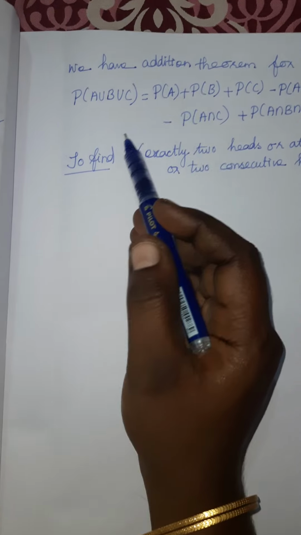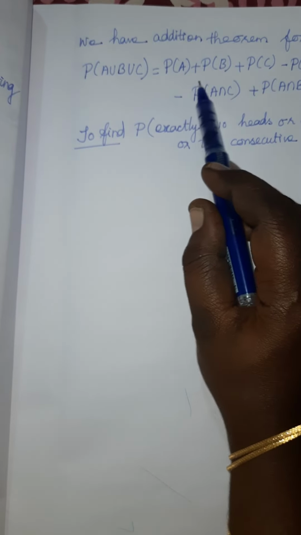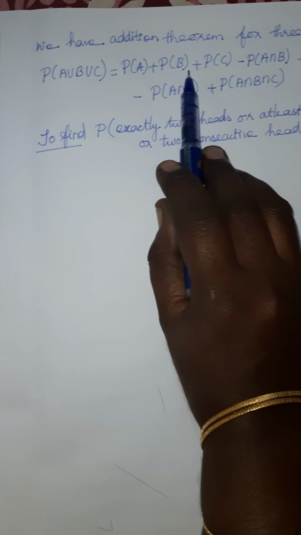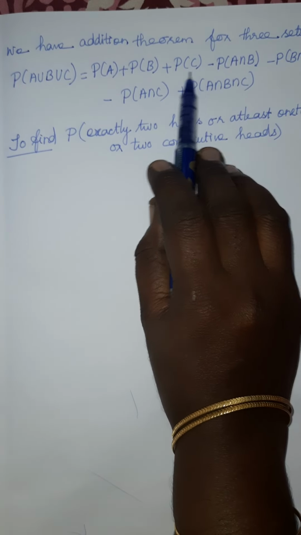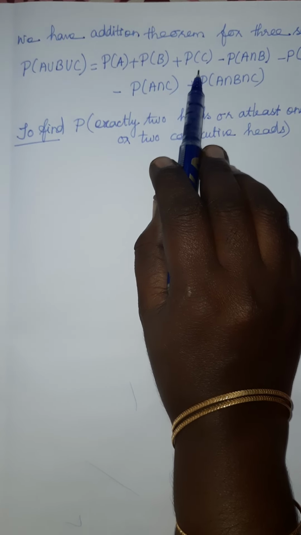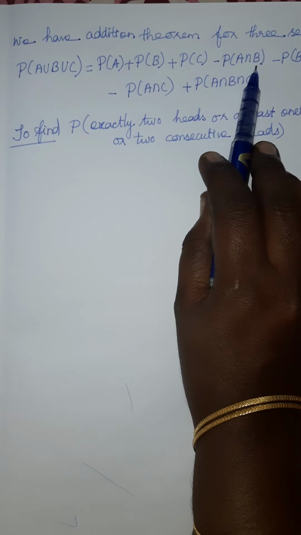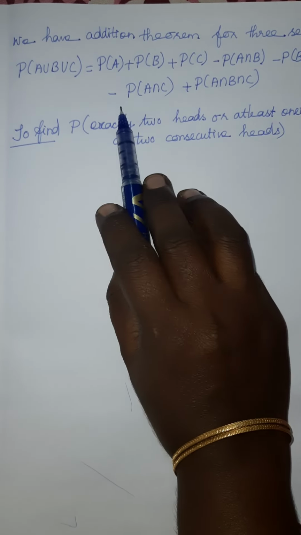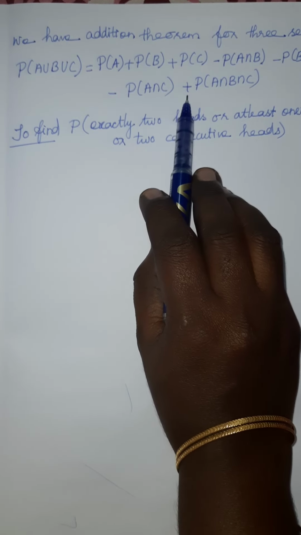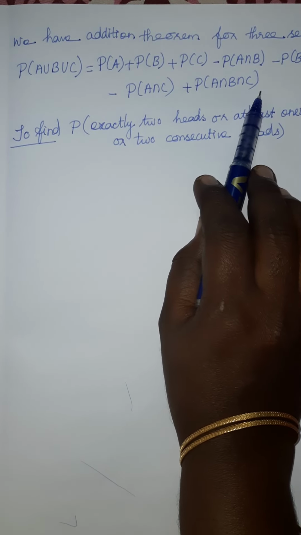Now we know this addition theorem for 3 sets. P of A union B union C is equal to P of A plus P of B plus P of C. First we add these 3 sets separately. Then subtract the intersection of 2: P of A intersection B minus P of B intersection C minus P of A intersection C, plus the intersection of all the 3, A intersection B intersection C.